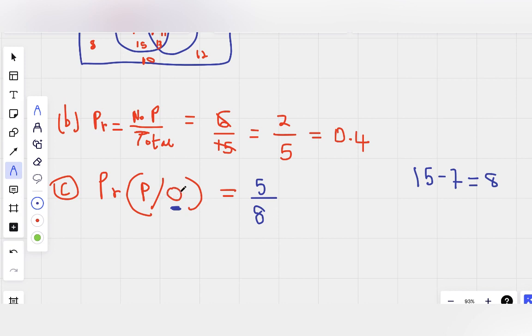So you must do it over the total of whatever is here. So the total cannot be the total of all the numbers in the set. Is that okay? So that's it. It's as easy as that. That's the conditional part of the question.